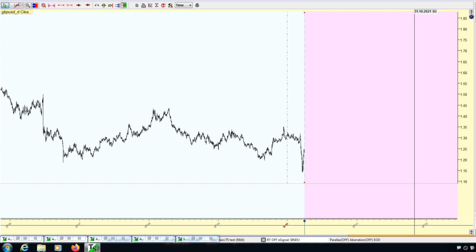Hey guys, today is July 15, and I wanted to do a video on cycles, planetary cycles, and seasonals to find possible turning points in the markets. So let's get into it. This is the pound dollar.